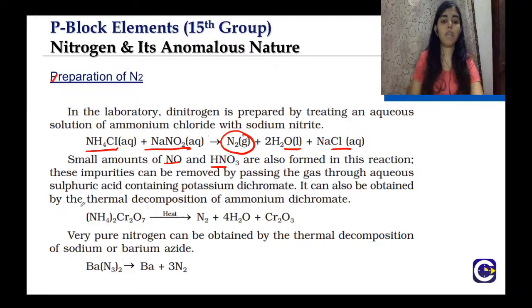It can also be obtained by the thermal decomposition of ammonium dichromate, right? So you can remember that ammonium chloride plus NaNO2 gives N2 plus H2O plus NaCl, and the second way to produce nitrogen gas is the decomposition of ammonium dichromate. Similarly, if you heat barium azide, you can get barium plus nitrogen gas. So these are the preparations of nitrogen gas in the laboratory.